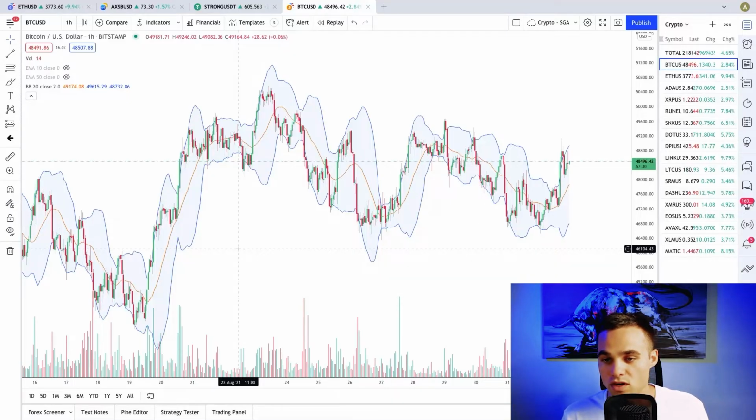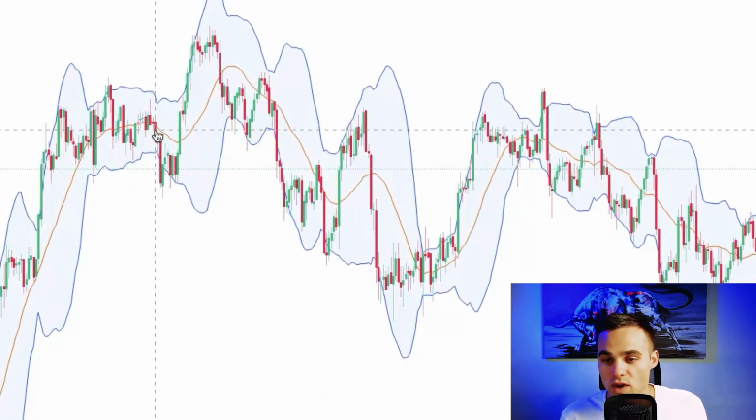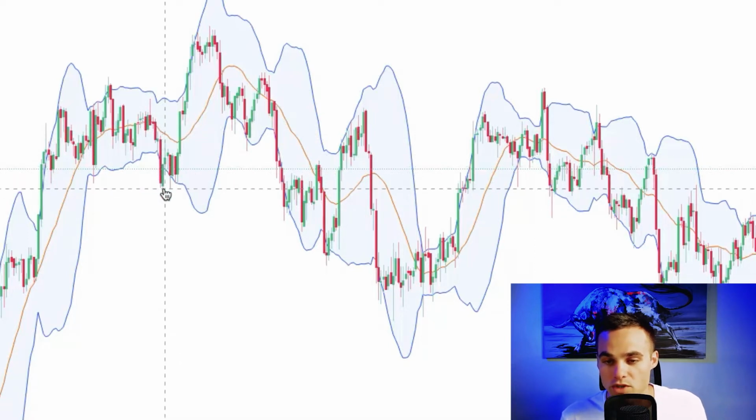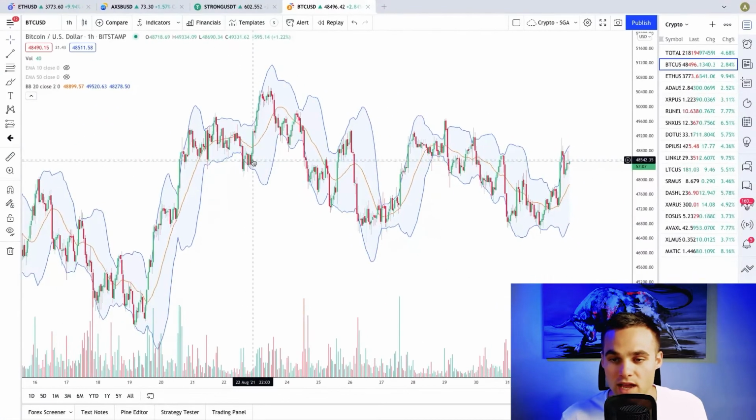Now, how does this work? Well, it's pretty simple actually. How it works is, since we know that we're only taking buy trades, we're going to enter when we see a candle go in below the lower Bollinger Band, and we're going to wait for a bullish candle coming out of the Bollinger Bands. Once we get a bullish candle that closes above the Bollinger Bands, then this is where we're going to enter the trade, okay?